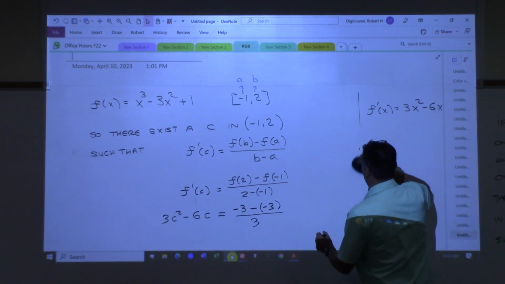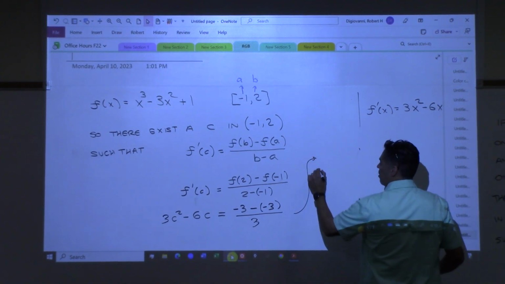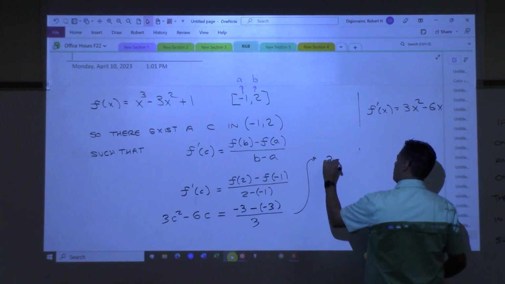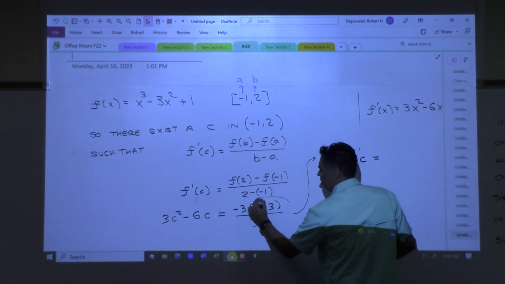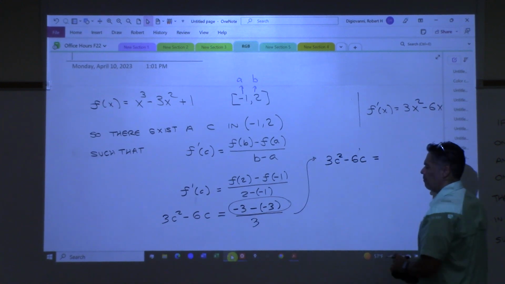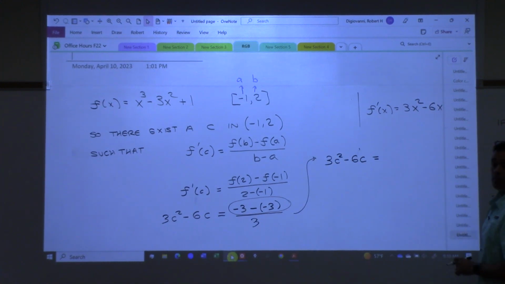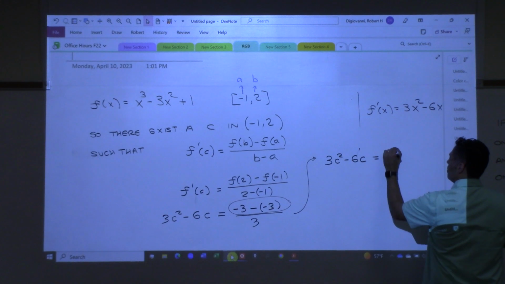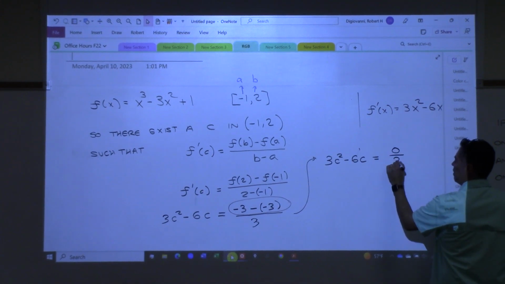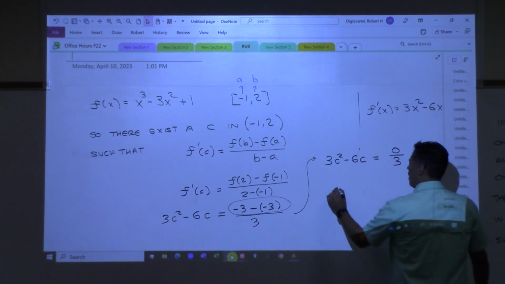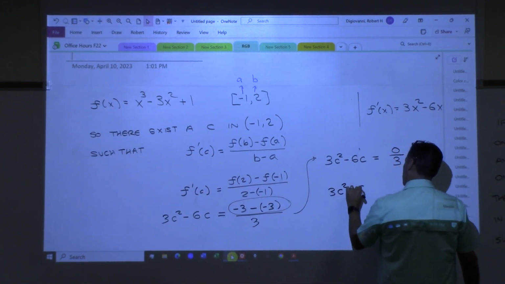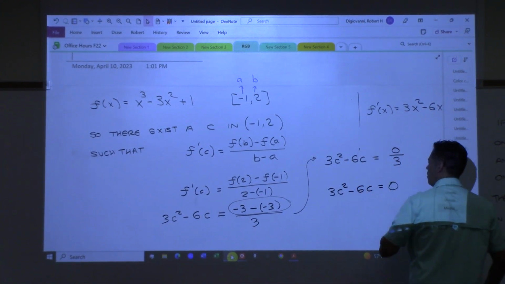Okay, I need to continue that. Okay, so I'm going to write the left side again. 3c squared minus 6c must equal, okay, what do we get up here? 0, okay. 0 over 3. And what's 0 divided by 3? Still 0, right? So you get 3c squared minus 6c equals 0.